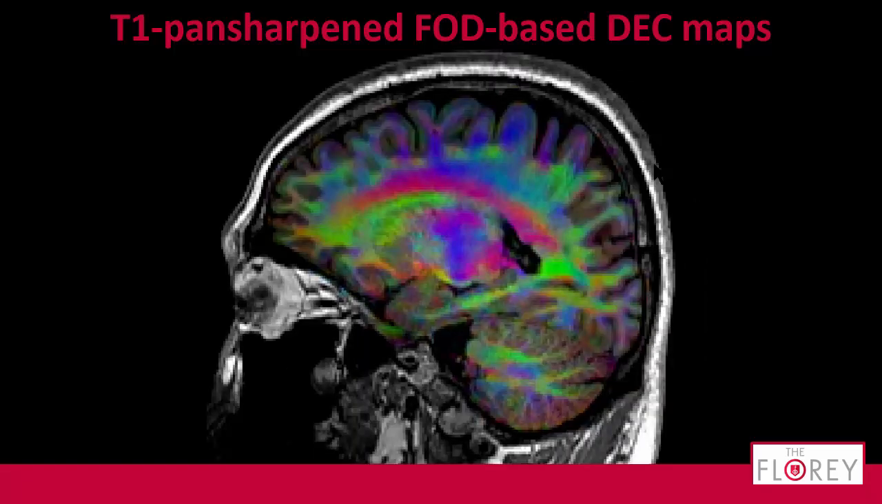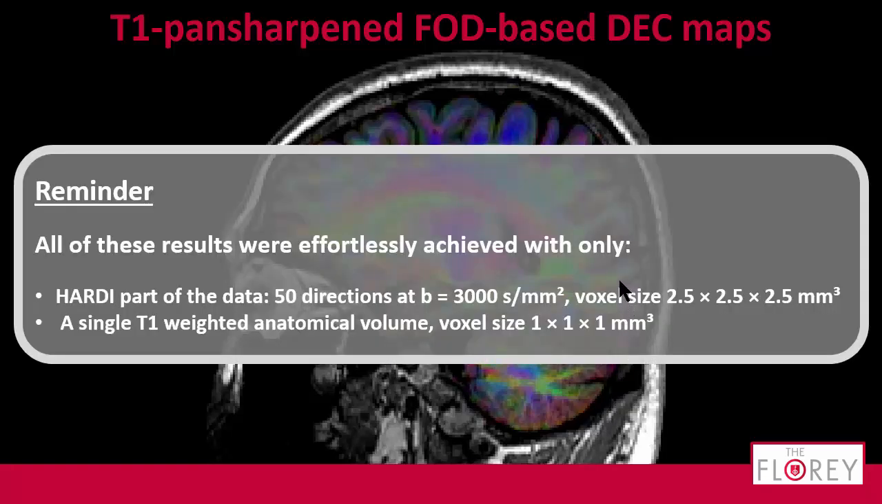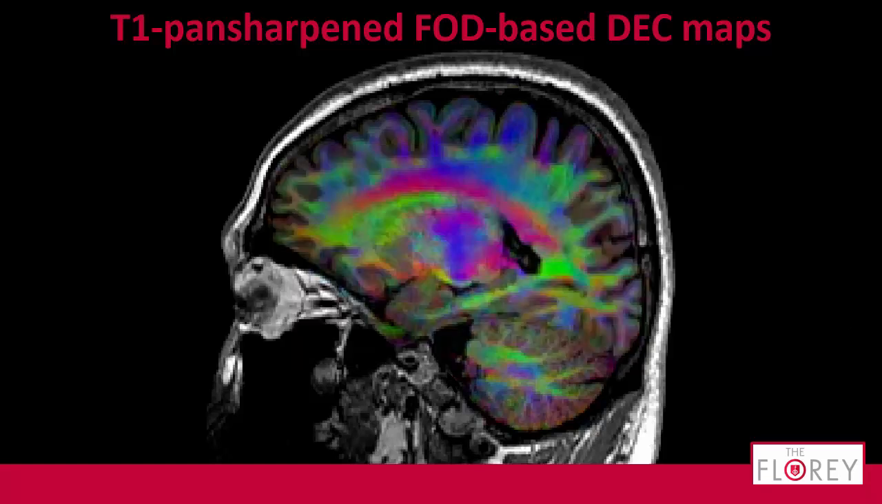Here again, you can nicely see the context is just there, because that's typically what we're also missing a bit in the diffusion data. And for an extra surprise, it's not really a reminder, because I haven't told you yet, but all these maps were actually only done using my HARDI part of my data and using single tissue CSD. So this wasn't even using the multi-shell data yet. You can simply do this with quite common data that you might have lying around.